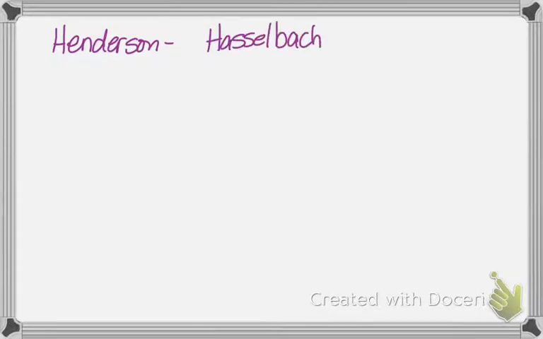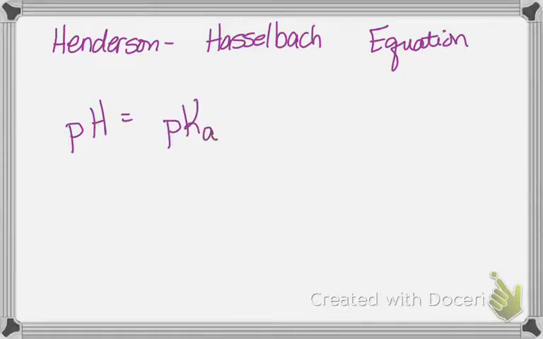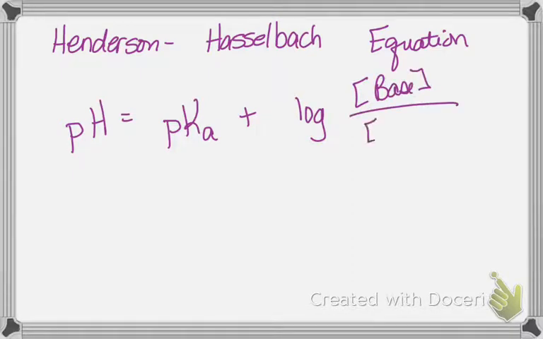There's a nifty little formula, and it's called the Henderson-Hasselbalch equation. Some of y'all will go on to take biochemistry, and when you take biochemistry, you will certainly use the Henderson-Hasselbalch equation. The Henderson-Hasselbalch equation looks like this. The pH is equal to the pKa plus the log of the concentration of the base divided by the concentration of the acid.